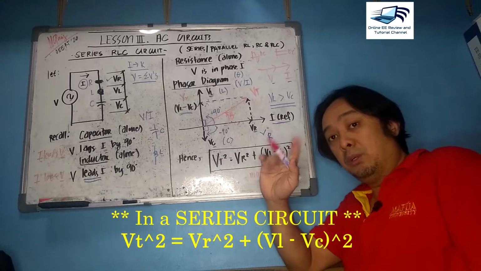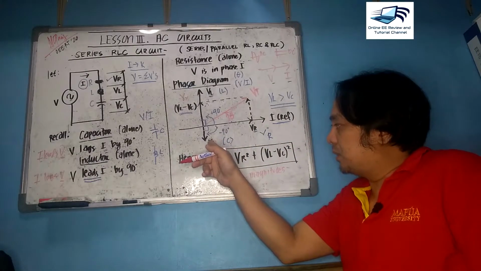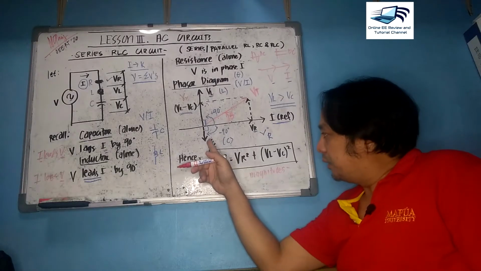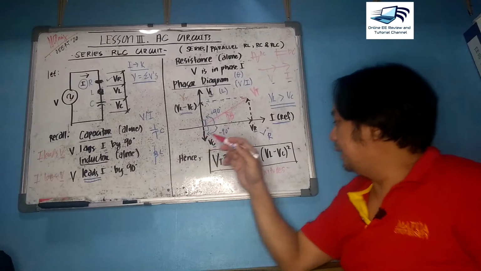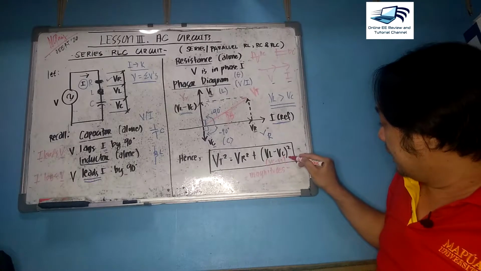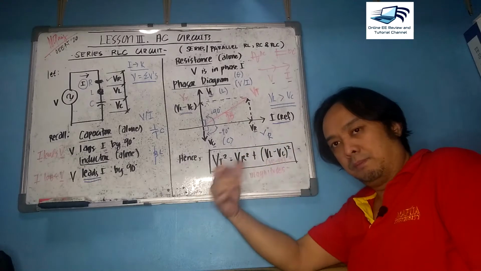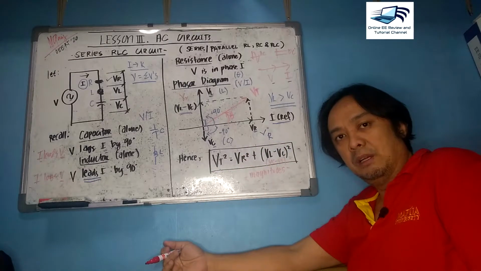Now, as you can see here, we're considering magnitude. Whatever the much higher magnitude, for example, if the higher magnitude is VC instead of VL, you can use VC minus VL respectively, but again, it will become positive simply because it will square the value.